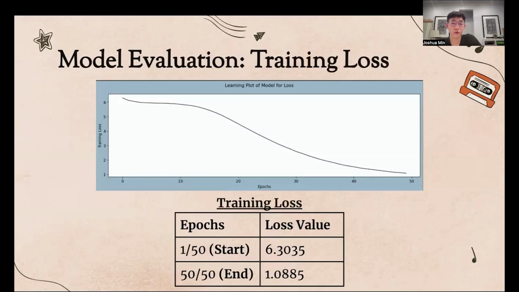Okay, so now I'll be going over the training loss of the model. Training loss is the measure of how well a machine learning model is performing during training. And a lower training loss indicates that the model is making more accurate predictions. And as you can see in the table and the graph, there was a significant decrease from 6.035 to 1.0885 by the end of 50 epochs.